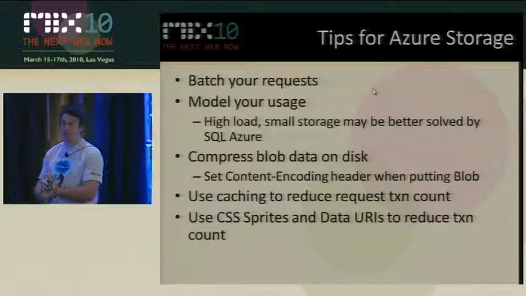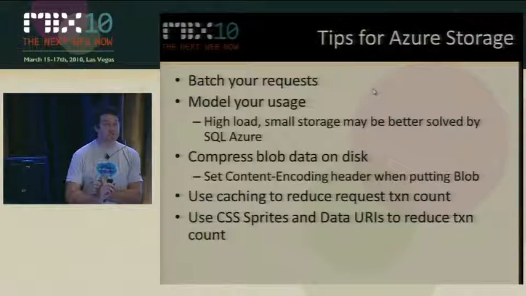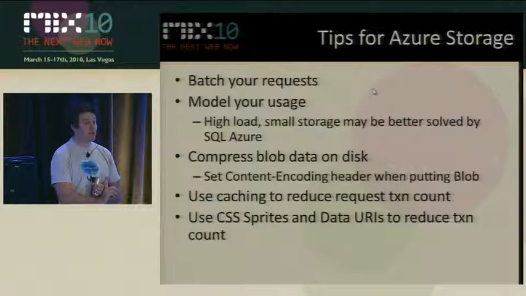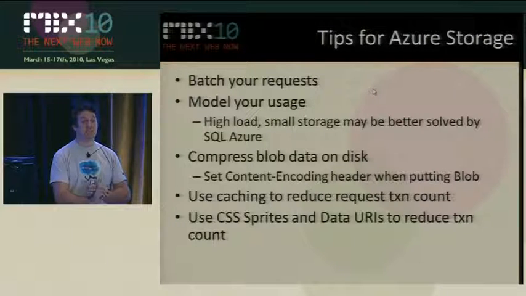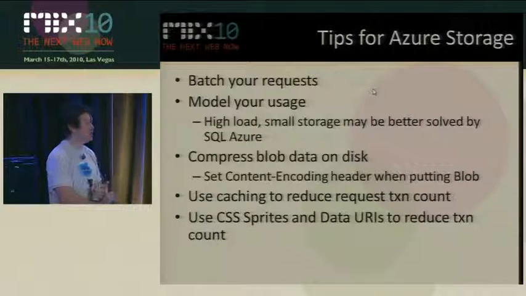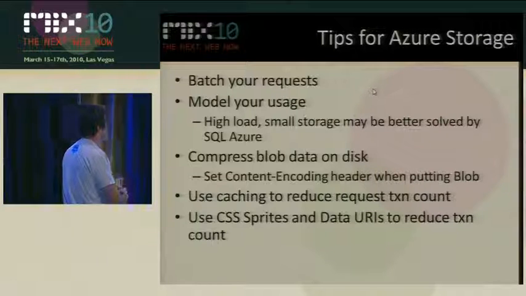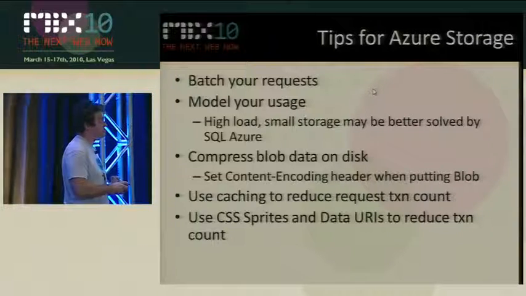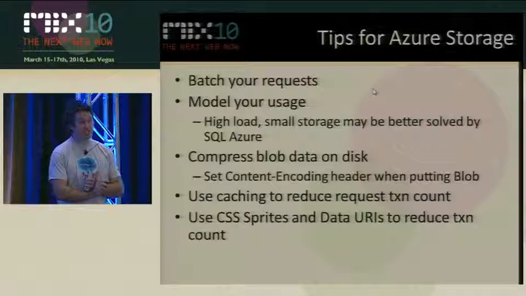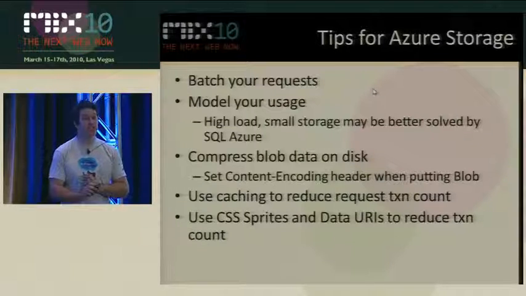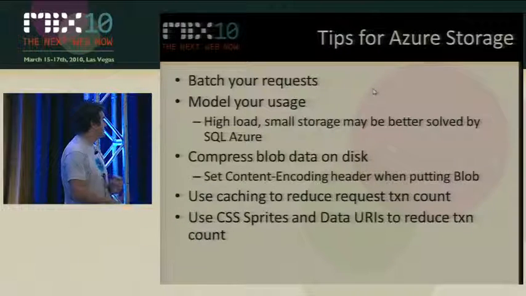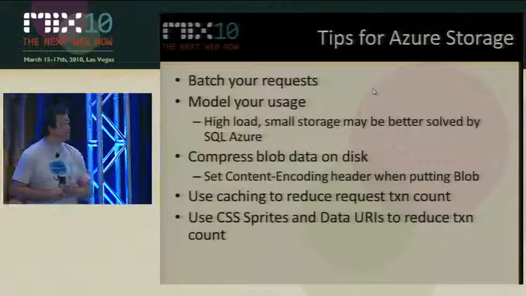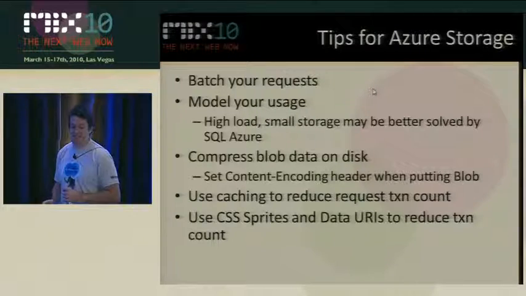Compress your blob data on disk. If you're going to serve blobs directly out of blob storage over HTTP, you can compress those and then set the content encoding header so they go out in a gzip encoding. Use caching to reduce your request count. Cache in your application tier, cache on the client side. And use CSS sprites and data URIs again to reduce that transaction count.